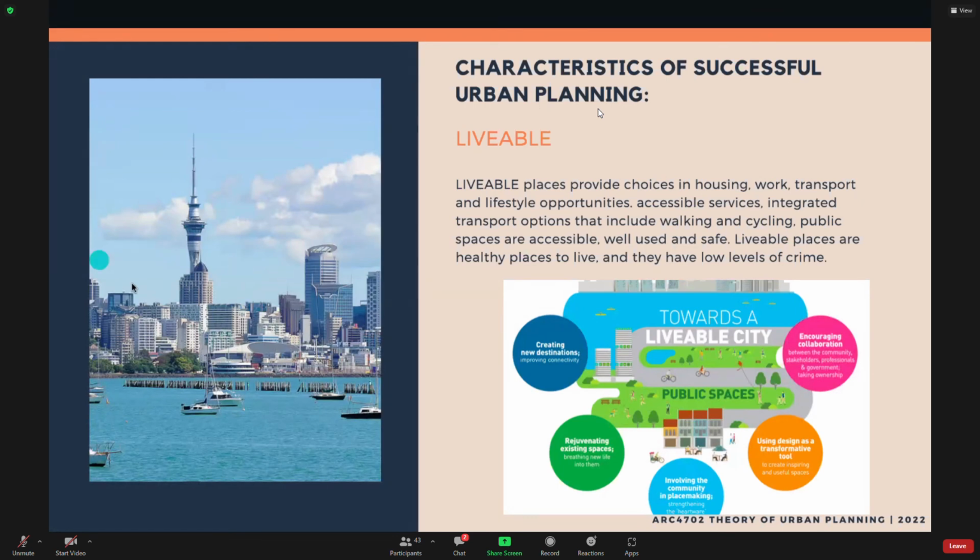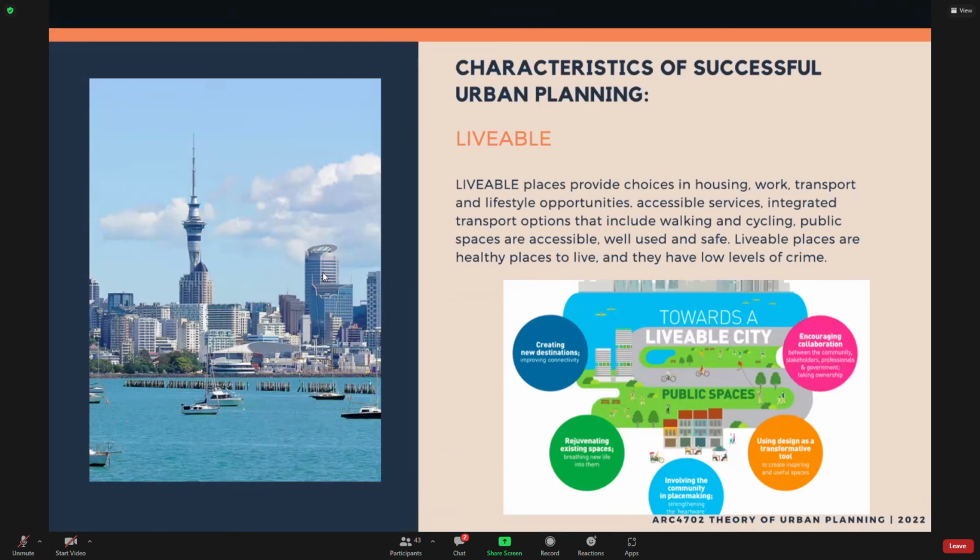So, you know where this is? The picture of the city that I put here. Does anybody know? Australia or New York? It's an Australian neighbor. It is Auckland in New Zealand.